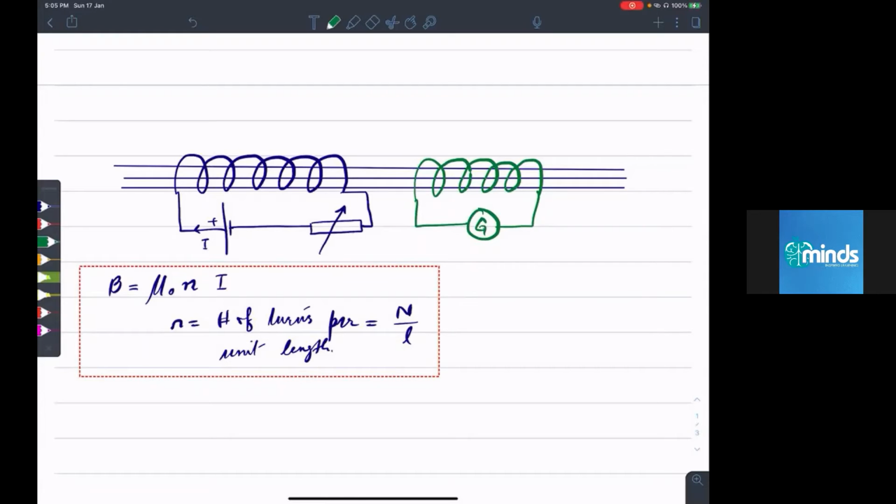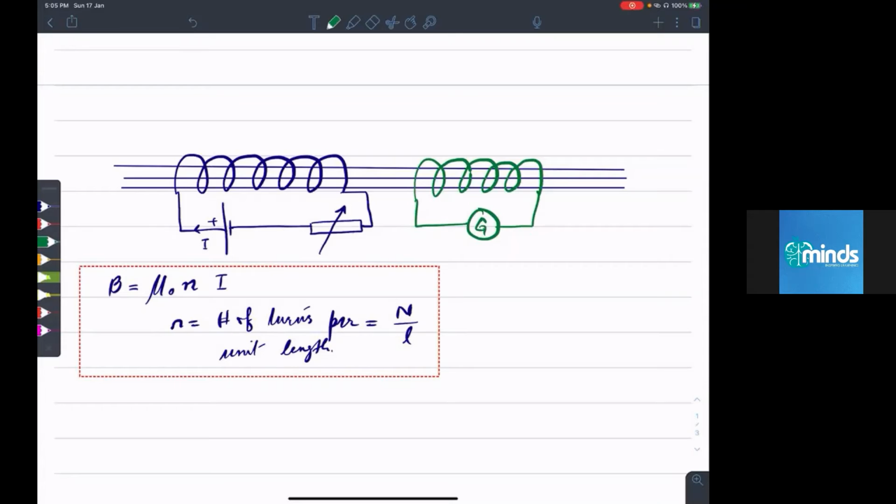Use your common sense. Do we have any voltage source in the green coil or the second coil? No, sir. So what should be the reading of the galvanometer? Zero or non-zero? Zero. The galvanometer will be showing you zero reading. Why? Because there is no current. Now what will I do?